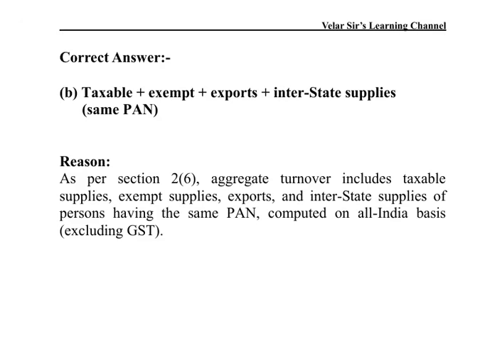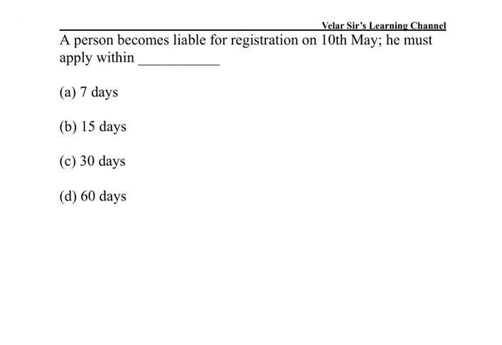See, the shortcut to remember is the word TIE. T stands for taxable supplies, I stands for interstate supplies, and E stands for exempt as well as export. The reason given here is as per Section 2 subsection 6, aggregate turnover includes taxable supplies, exempt supplies, export and interstate supplies of persons having the same PAN, computed on all India basis excluding GST. Okay. The next MCQ.